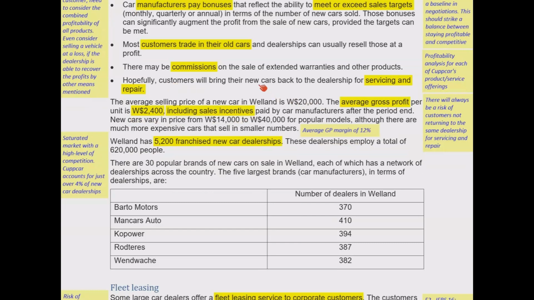They buy a new car, but they're going to keep coming back for servicing, for repairs, and that's where the profits might actually be. So thinking again about profitability analysis for each of Cuppcar's different offerings, and also thinking about profitability analysis in terms of the profitability of a customer over their lifetime. Keeping customer loyalty is so important.